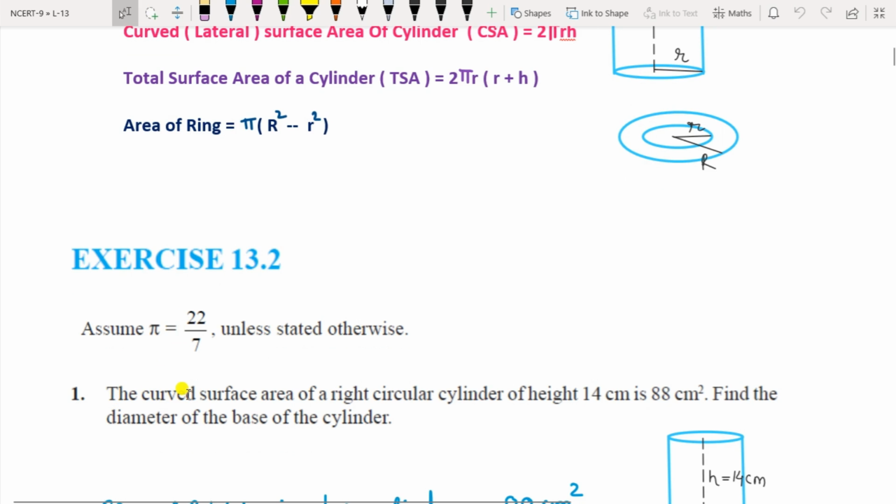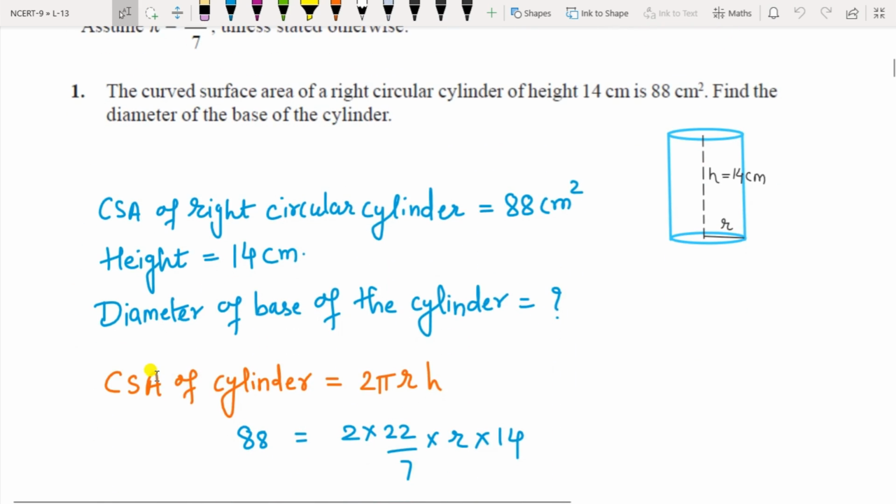The first question here is: the curved surface area of a right circular cylinder of height 14 is given as 88 centimeter square. You have to find the diameter of the base. To find the diameter, first you have to find the radius. So write the given things first: the curved surface area of the right circular cylinder is 88 centimeter square, height is 14, and you have to find the diameter.